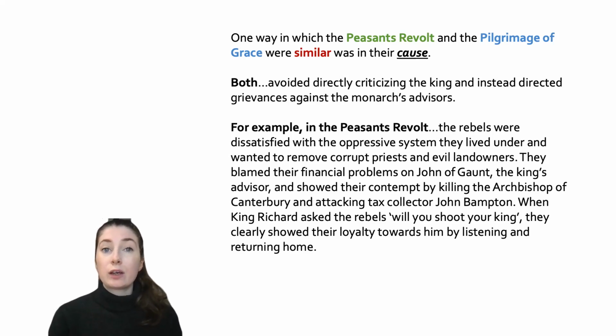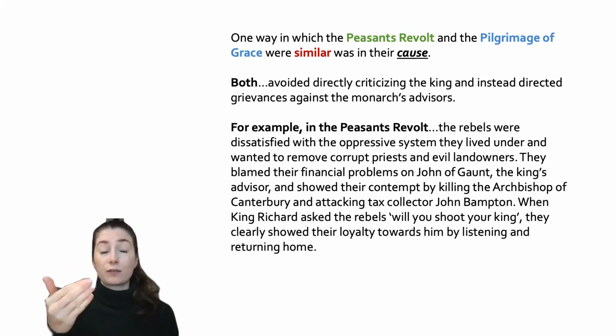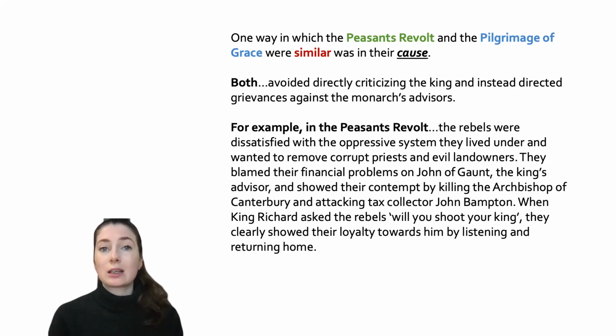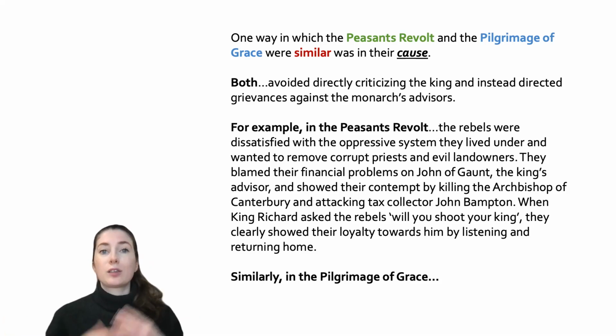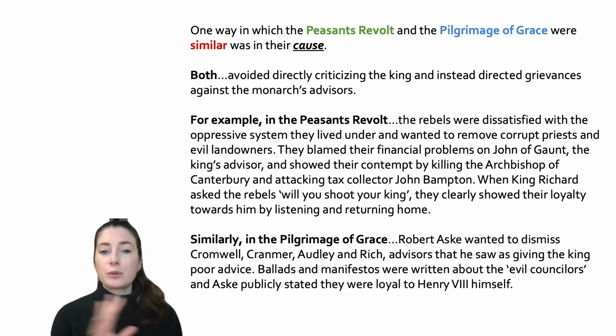I've shown their very, very good analytical ability to prove with my evidence that my point is correct. I've proven with that final sentence that all of that evidence reflects the fact they are not targeting their anger towards the king, but they are targeting it towards the advisors. Next, you're going to write similarly, I can never say that word, similarly in your second event, the Pilgrimage of Grace for me, and you do exactly the same.